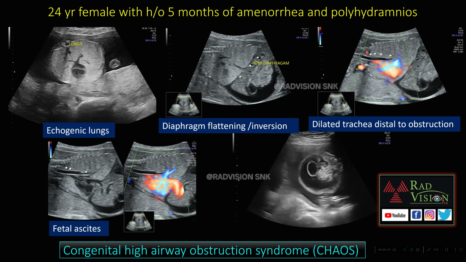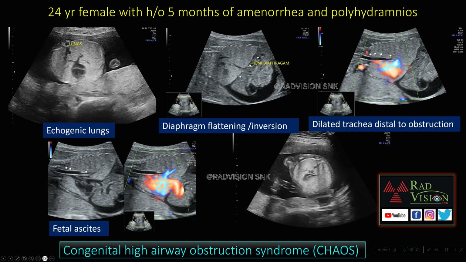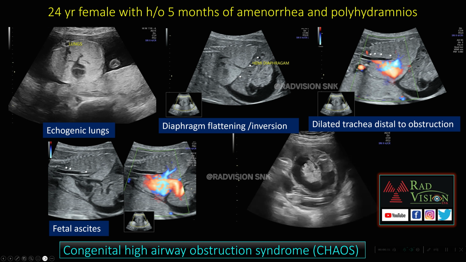So coming to the first case, here you can see this is a female with 5 months of amenorrhea. You can see bilateral echogenic lungs. There is even diaphragmatic flattening and even inversion, and also you can see there is dilated trachea distal to the level of obstruction, and also there is fetal ascites. So this is the video we will play. So this is nothing but a classical case of congenital high airway obstruction syndrome.